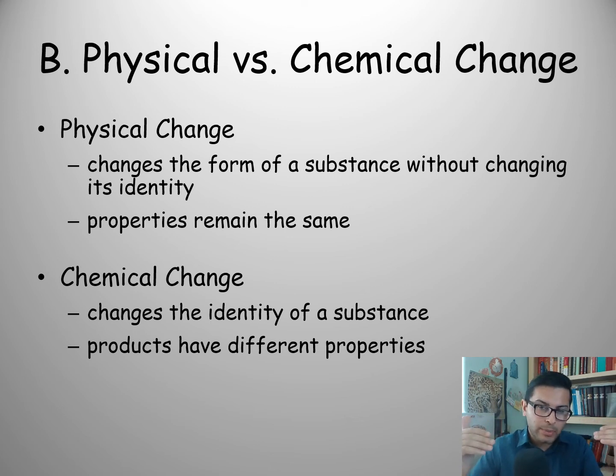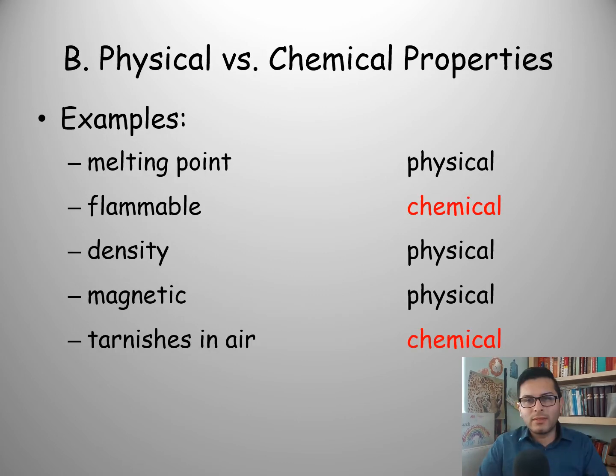This only happens when the particles get separated, for instance, if I have water, H2O, and the hydrogen gets separated from the oxygen. That is called a chemical change. So there's two types of changes here, and there's certain ways of actually identifying those changes. Now here we have physical and chemical properties.